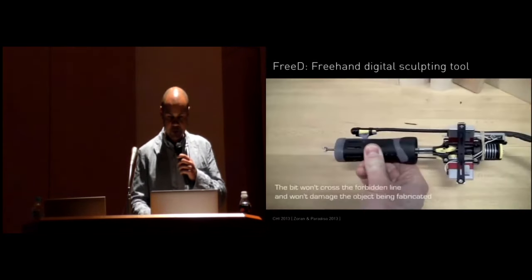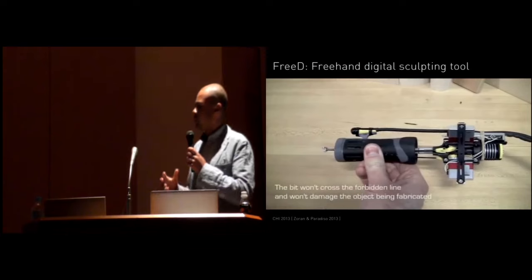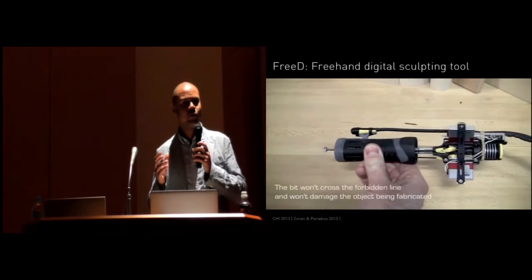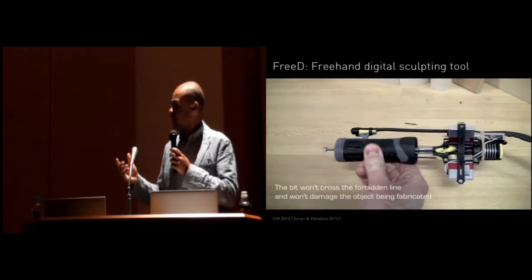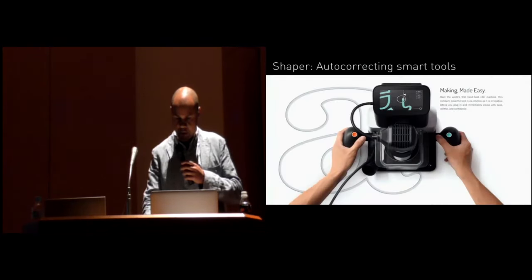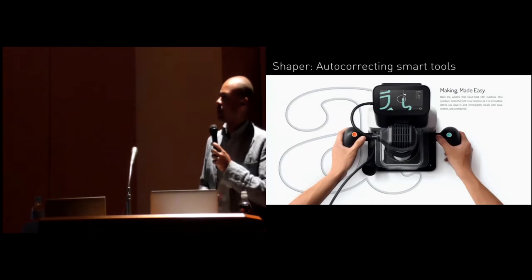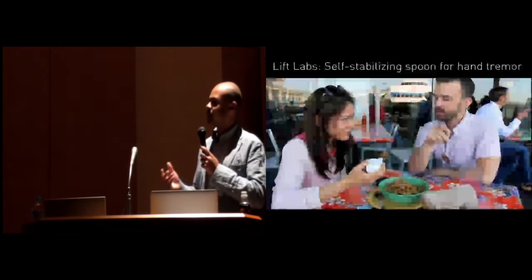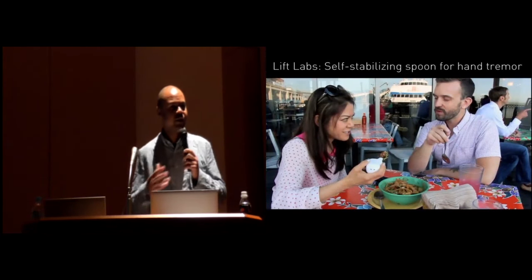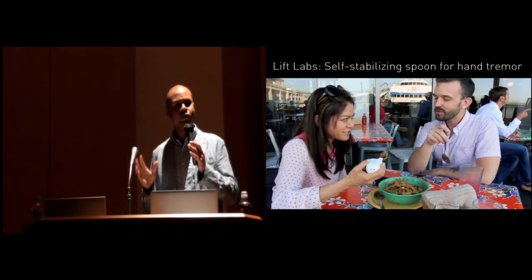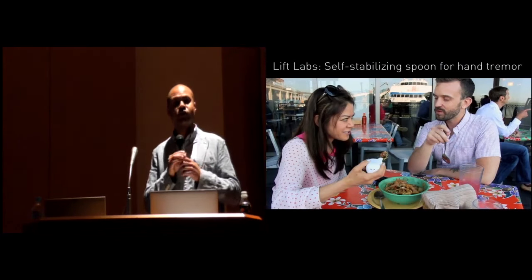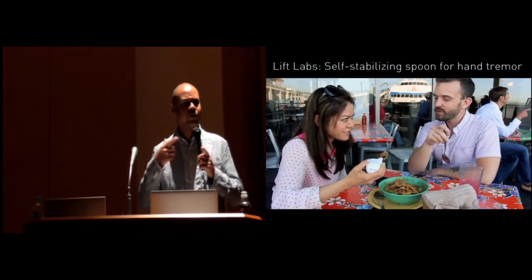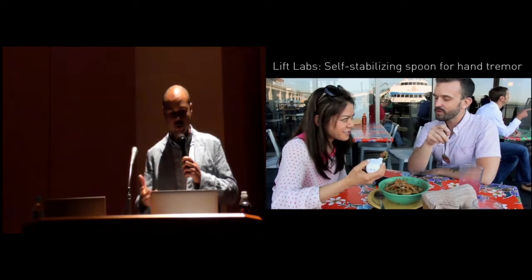And I think that from my perspective, there's a lot of related work that is really interesting in this sense. 3D is a freehand digital sculpting tool that also allows the human to work in tandem with this kind of milling apparatus. And there's actually one product that's recently announced called Shaper, which is an auto-correcting router. And another of my favorite examples is from Lift Labs, which is a self-stabilizing spoon for hand tremor. And I think these are, even if they're solving for very limited use cases, very interesting in terms of augmenting and amplifying our capabilities through this actuated control that is in a very tight loop with the human action.